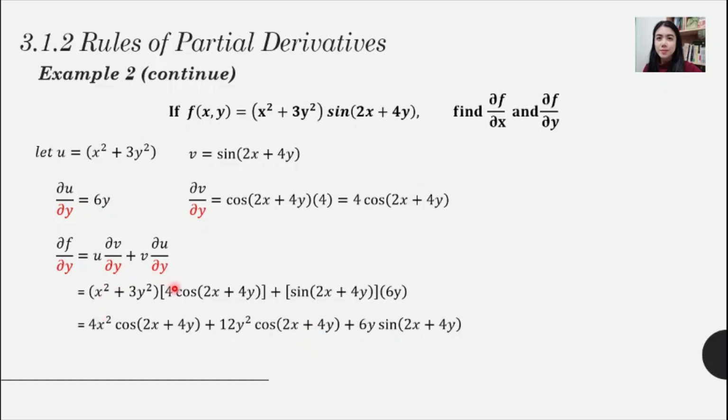Again, we're going to expand the equation. So we have 4x squared with the cos. And then expand this one, it will give you 12y squared with the cos. Then this one, you will have to drag the 6y in front. So we have 6y with the sine. This is the answer for del f del y.